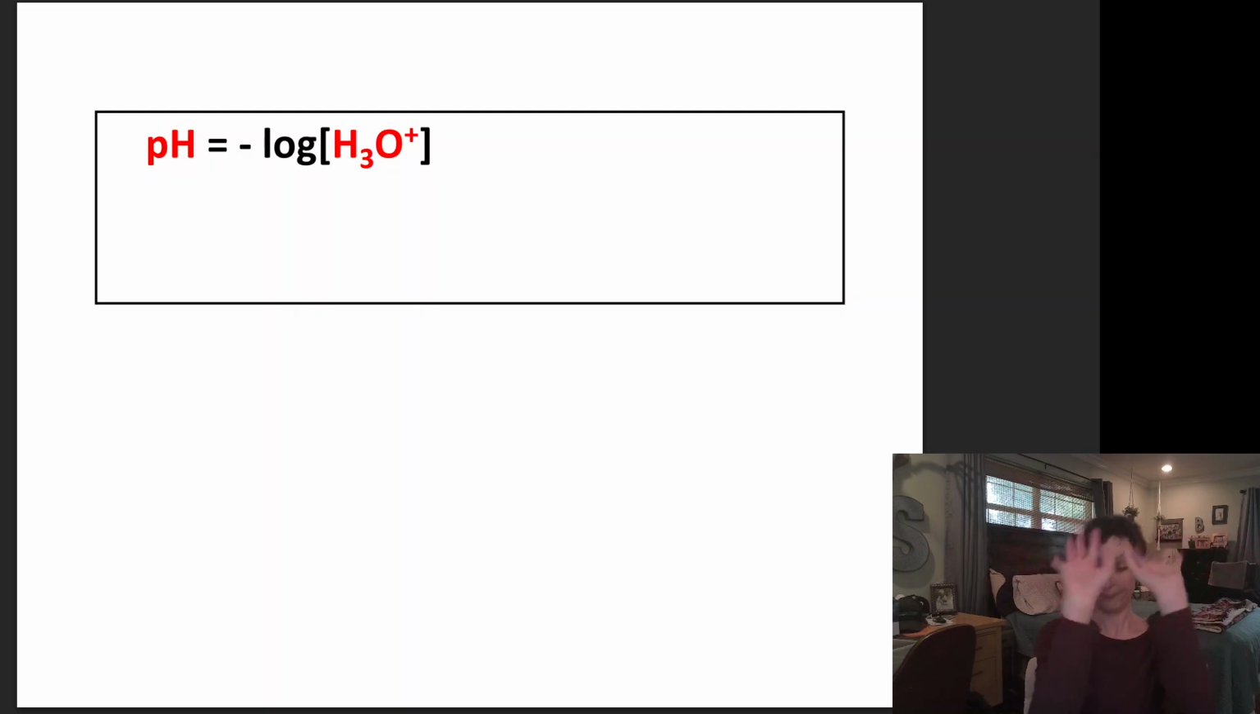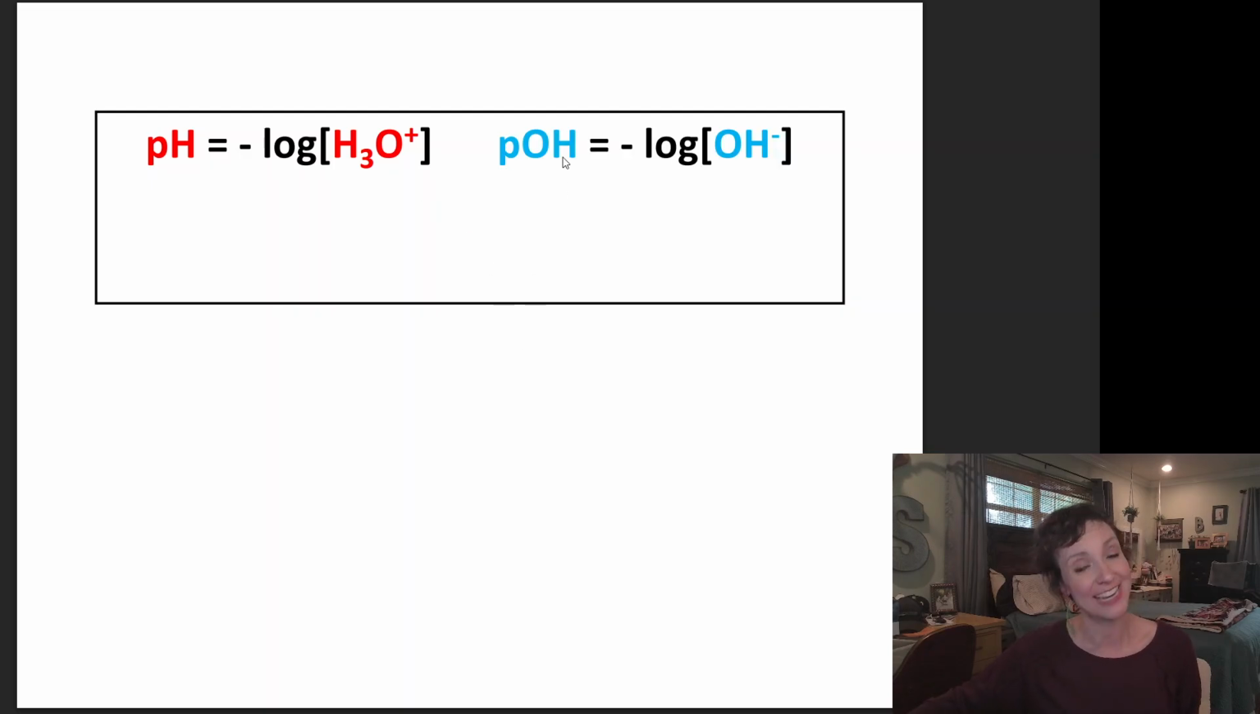Now let's piece all this together. If I wanted to solve for the pH, meaning I want to know where I am on that pH scale of 0 to 14, I can take the negative log of the concentration of the hydronium ion. If I wanted to solve for the pOH, I can take the negative log of the concentration of the hydroxide ion. Notice I'm using my blues and my reds. This is going to be so helpful.